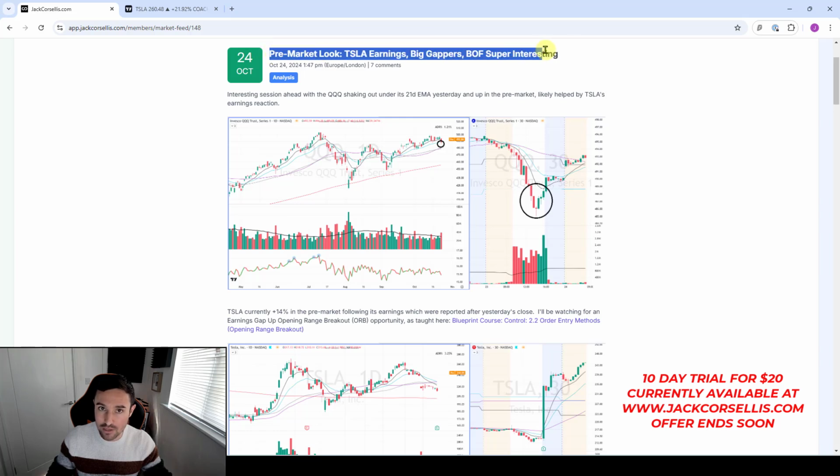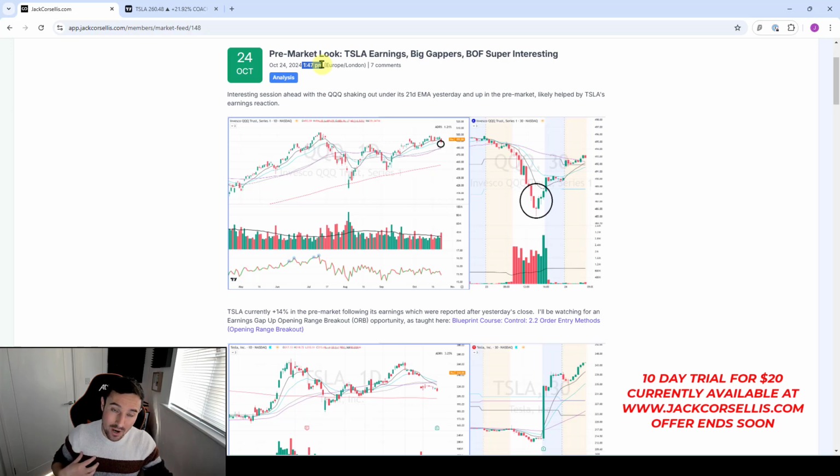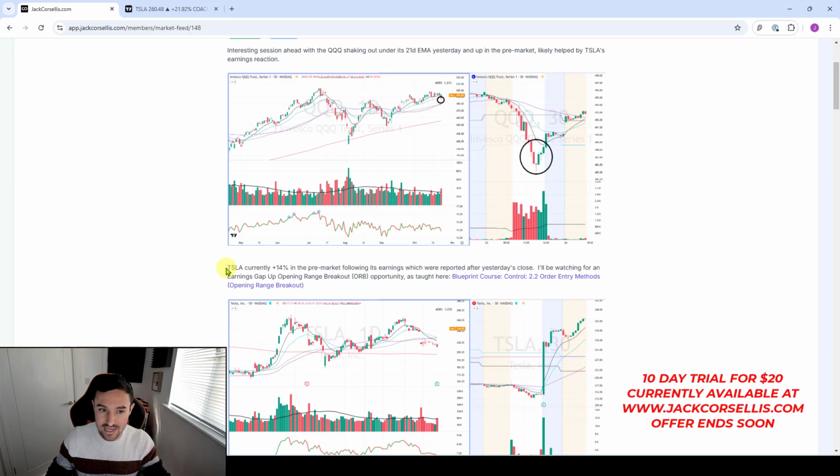I do a pre-market look post for my members as well. You can see Tesla earnings. This is at 1:47 p.m. Now, my time here in London, that is just around 45 minutes before the market opens. So you can see here, Tesla currently plus 14% in the pre-market following its earnings, which were reported after yesterday's close.